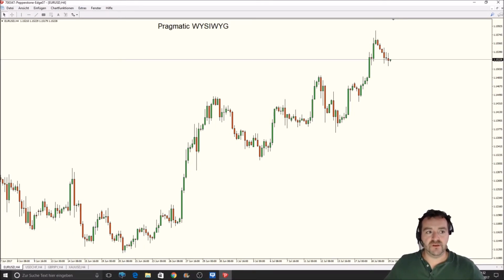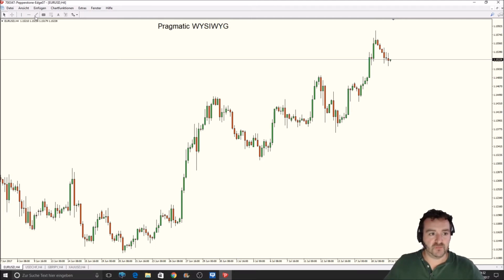So now we are here in the Euro US dollar chart, and we identify the direction with the most simple and most pragmatic approach for today, which we sometimes use when we are too deep in the charts. It's the what you see is what you get approach. So what we're doing is we're looking at the left side of our chart and comparing it to the right side of our chart.